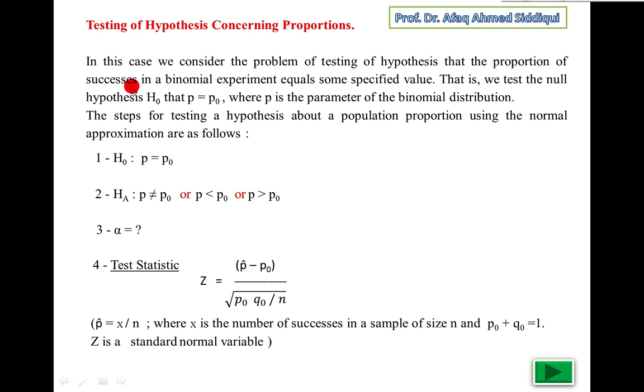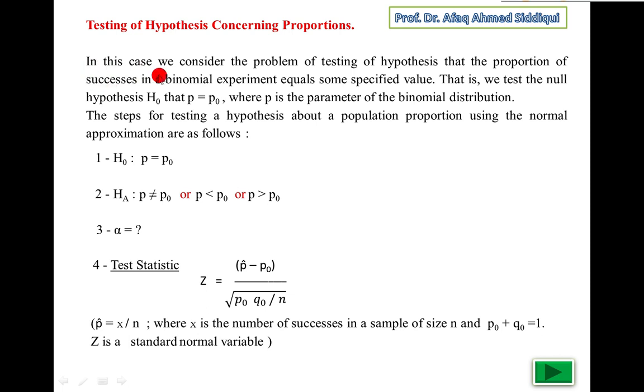You know that in testing of hypothesis for population mean, we use the sample mean. In testing of hypothesis for population variance, we use the sample standard deviation, sample variance. And in confidence interval we estimate the population parameter, in mean we estimate mu, in standard deviation and variance we estimate the lower and upper value of sigma and sigma square.